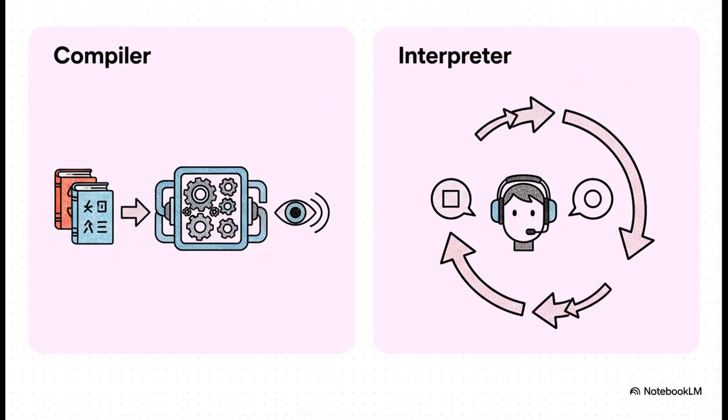An interpreted program, on the other hand, is more like having a live translator whispering in your ear. It translates and runs your code line by line. You can start immediately, which is great for flexibility, but it can be a bit slower overall. It's just a classic trade-off between preparing everything up front or doing it as you go.